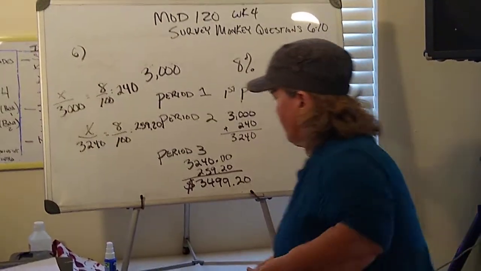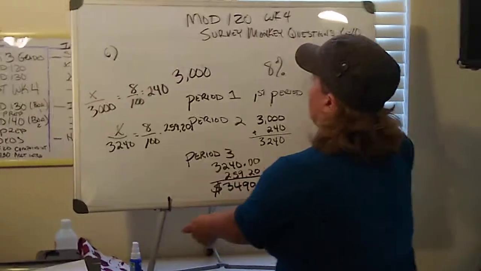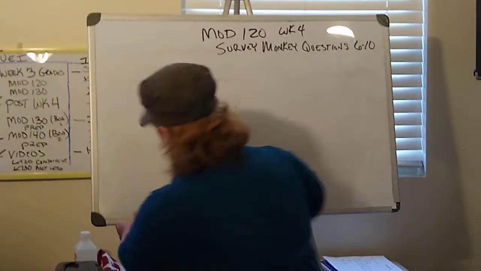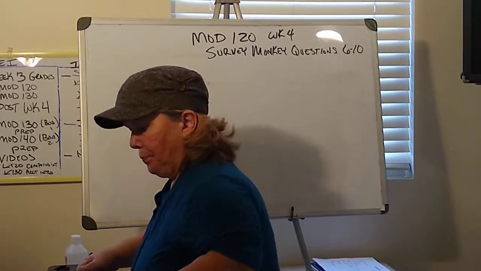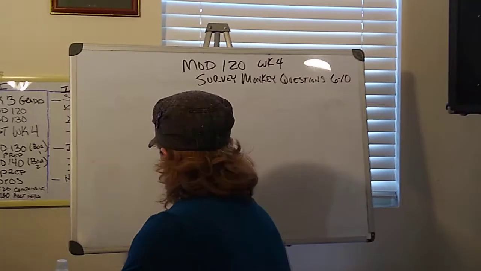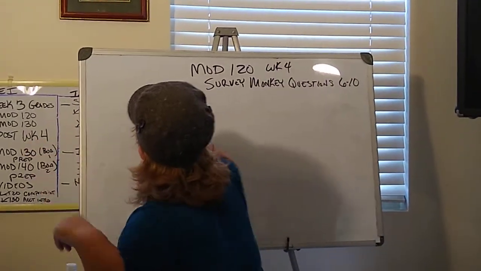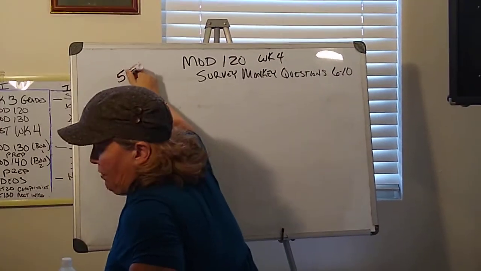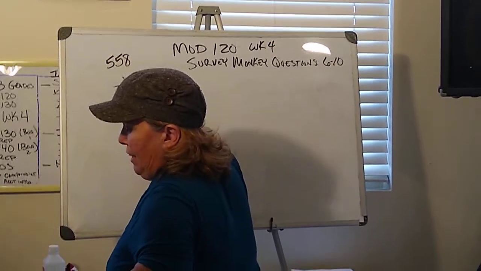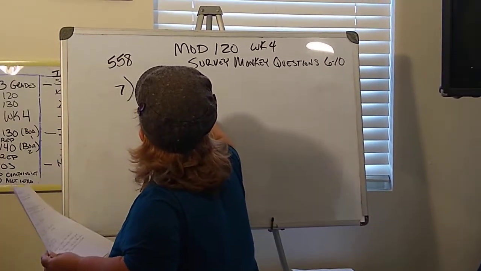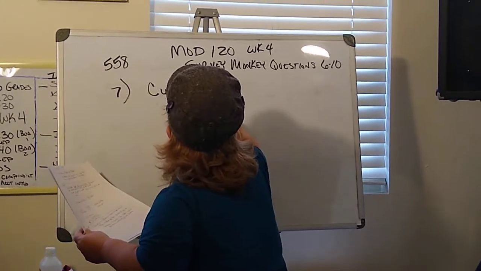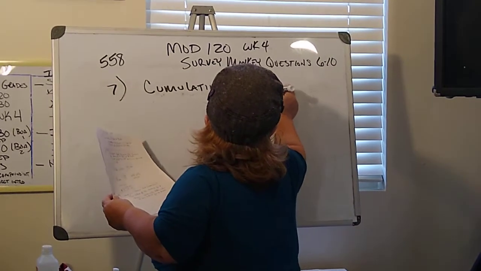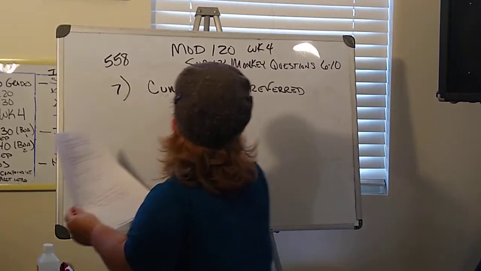All right. Moving on. Remember, you could always pause and rewind. Make me go backwards. Number 7 is a simple question. And this can be found on page 558. And it's asking, what is cumulative preferred stock?